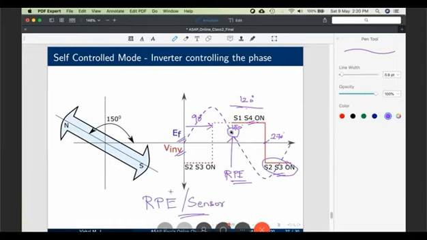So without a sensor, a self-controlled mode of operation will not work. You need to have the knowledge of your EF, then only you can fabricate your voltage waveform. If this concept is clear, we are reaching the end of this one.